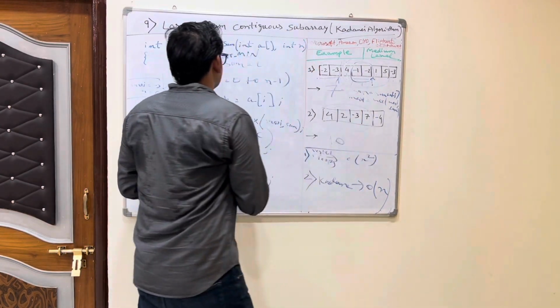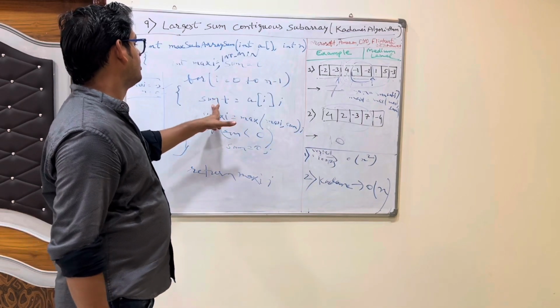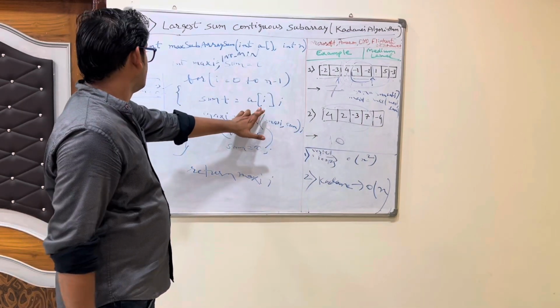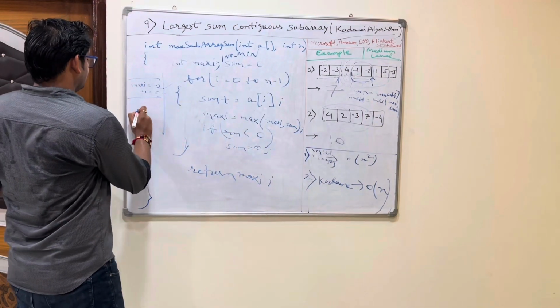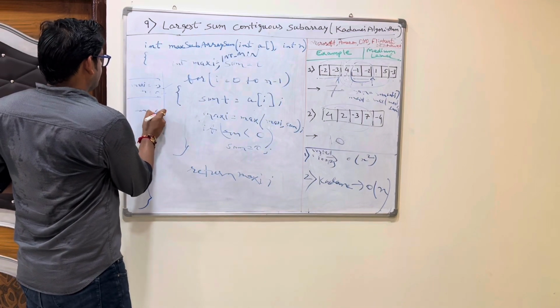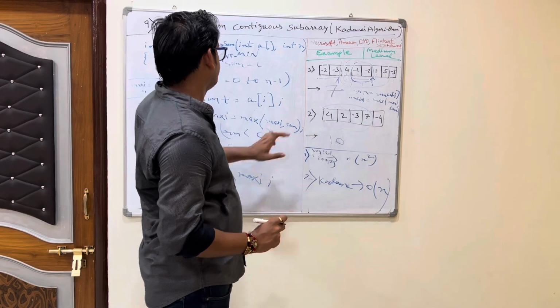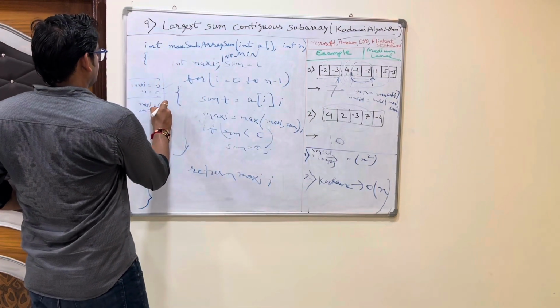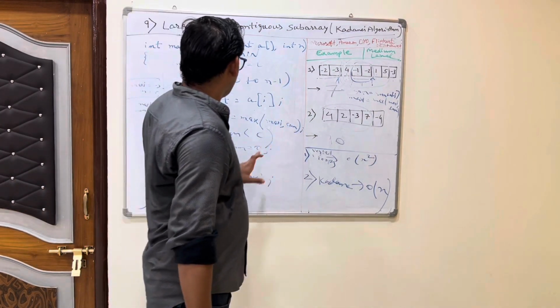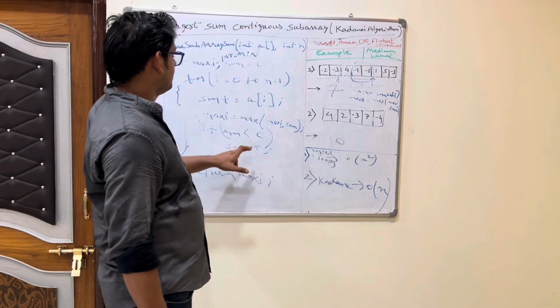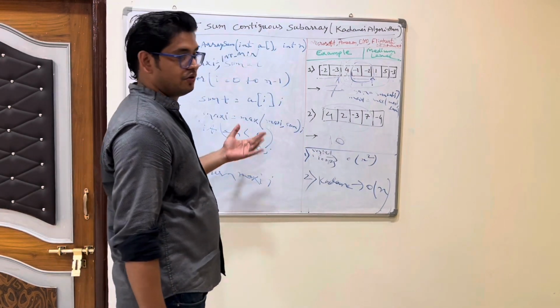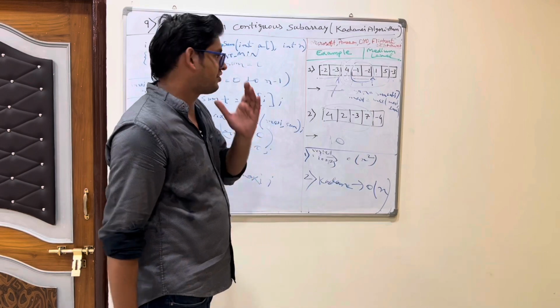Now 4 comes, sum is equal to 0, 0 plus 4. Now sum becomes 4. And what happens to maxi? Maxi becomes max of minus 2 and 4, that is 4. Okay. And now what is sum? Is sum less than 0? No, it's not less than 0. So the current value of sum is 4.